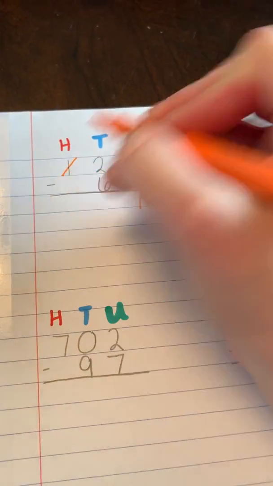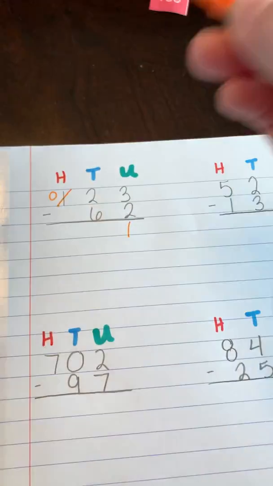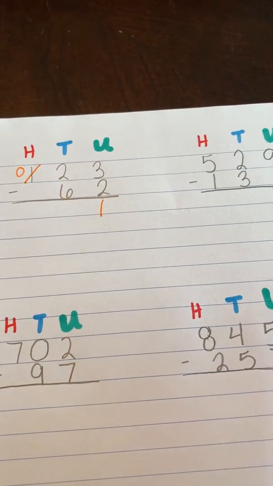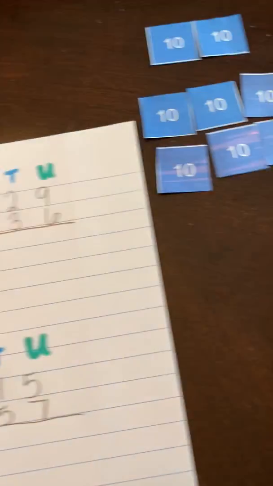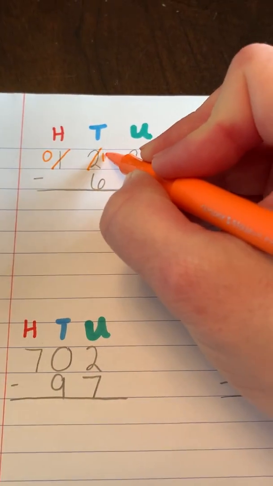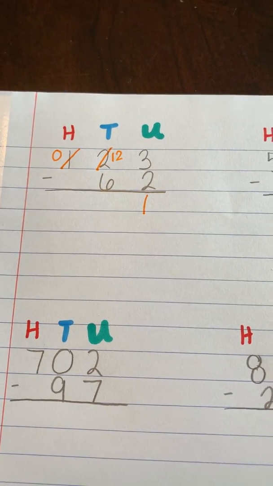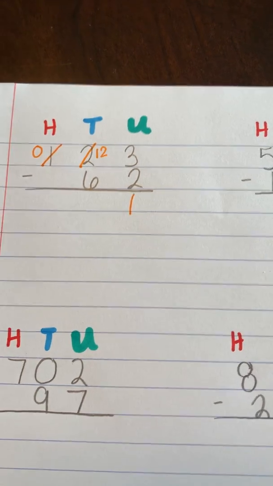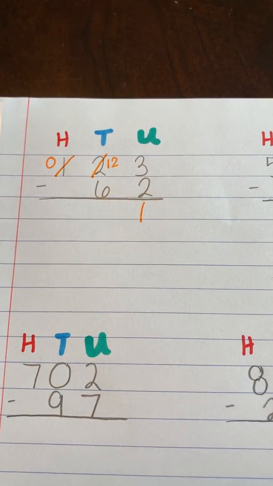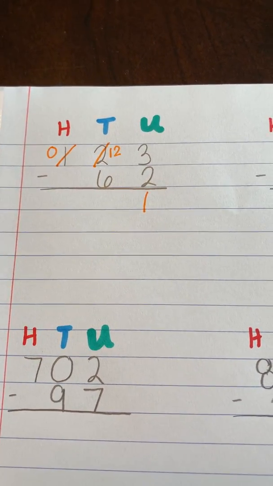we borrowed our 100, and now we have 0 hundreds left. We used our only 100. And we changed from 2 tens into 12 tens. So I like to mark it off and write it on there because I like to write down everything when I do math. Some people are really, really good at doing it in their heads, but I recommend, at least when you start out, to use your scratch paper and to write it down.